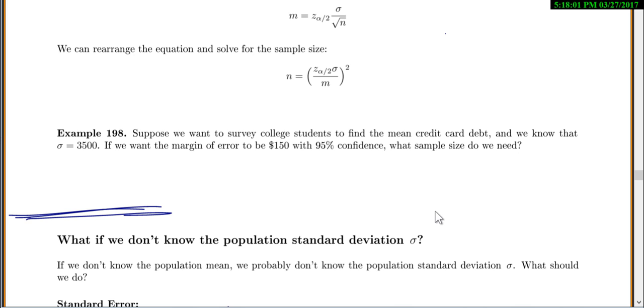So we've been learning about confidence intervals, and we learned how to do a z-confidence interval. But now what happens if you don't know your population standard deviation sigma? Because if you don't know the population mean, you probably don't know the population standard deviation. So what are we going to do?